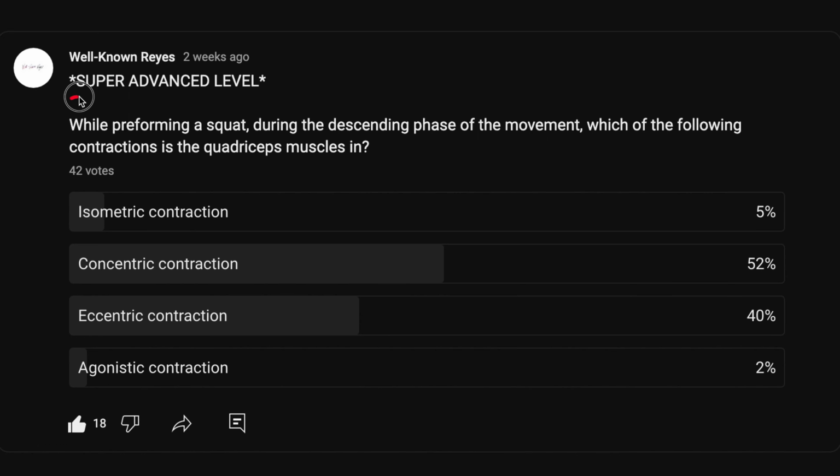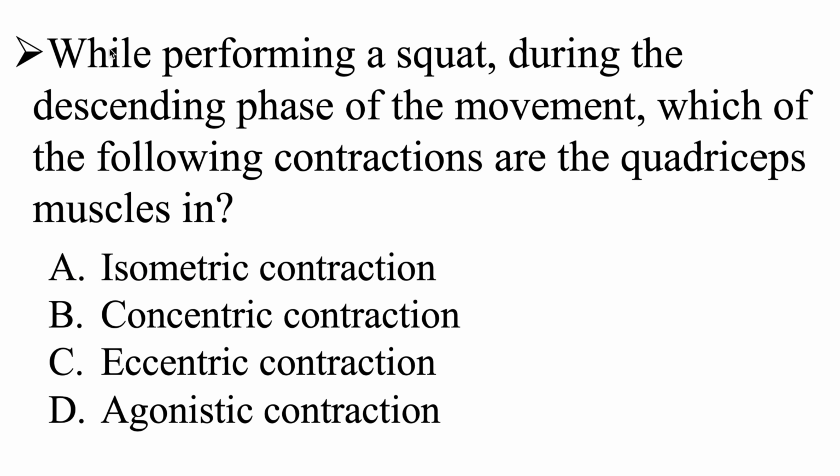Now, I let you know that this is going to be a super advanced level question. This is a tough question, and a majority of you went with a concentric contraction. So let's see if this is the correct answer. Now let's take a look at this question one more time. While performing a squat, so the movement is a squat, during the descending phase, descending is a key word of the movement, which of the following contractions are the quadricep muscles in? So quadricep muscles are very important here. These are the muscles that we are looking at, and we want to know what contraction is taking place during the descending phase. So let's take a look at this.